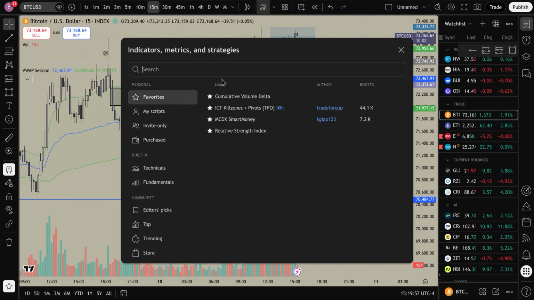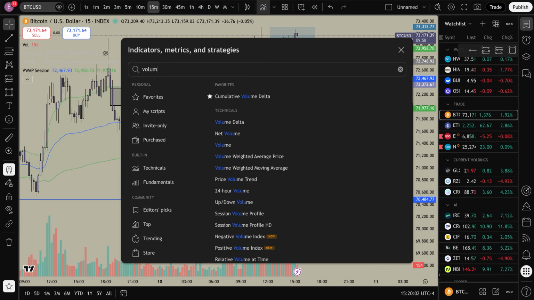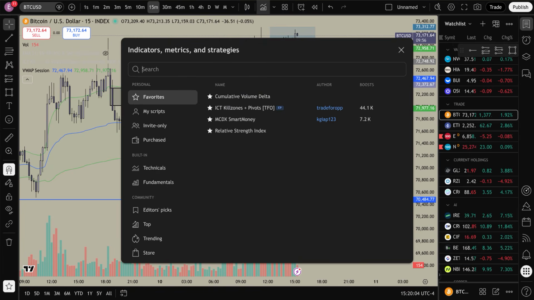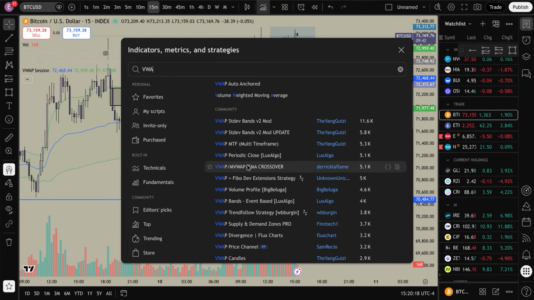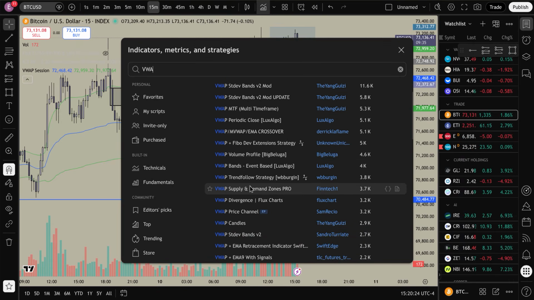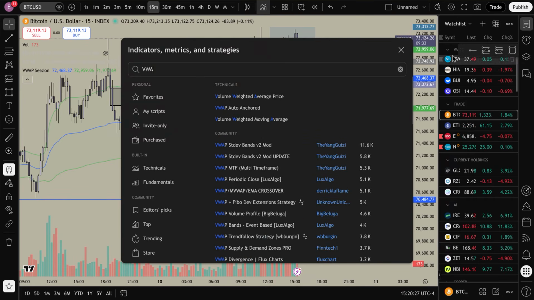If you want to use it, just go to TradingView and look up volume, or honestly, you could just look up VWAP, and it should be the first thing that pops up. You can see there's many ones like VWAP SD dev bands, periodic close, VWAP EMA crossover, VWAP volume profile, literally everything. But the one that I like to use is literally just the basic one, that is volume weighted average price.